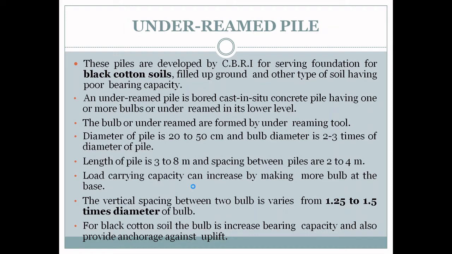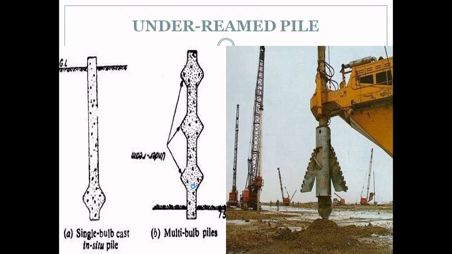Piles having one bulb are known as single underream piles, and those with two or more bulbs are known as multiple bulb underream piles. The piles are connected by a rigid capping, suitably reinforced, over which the wall is constructed. The vertical spacing between two bulbs varies from 1.25 to 1.5 times the diameter of the bulb. For black cotton soil, the bulb increases bearing capacity and also provides anchorage against uplift.